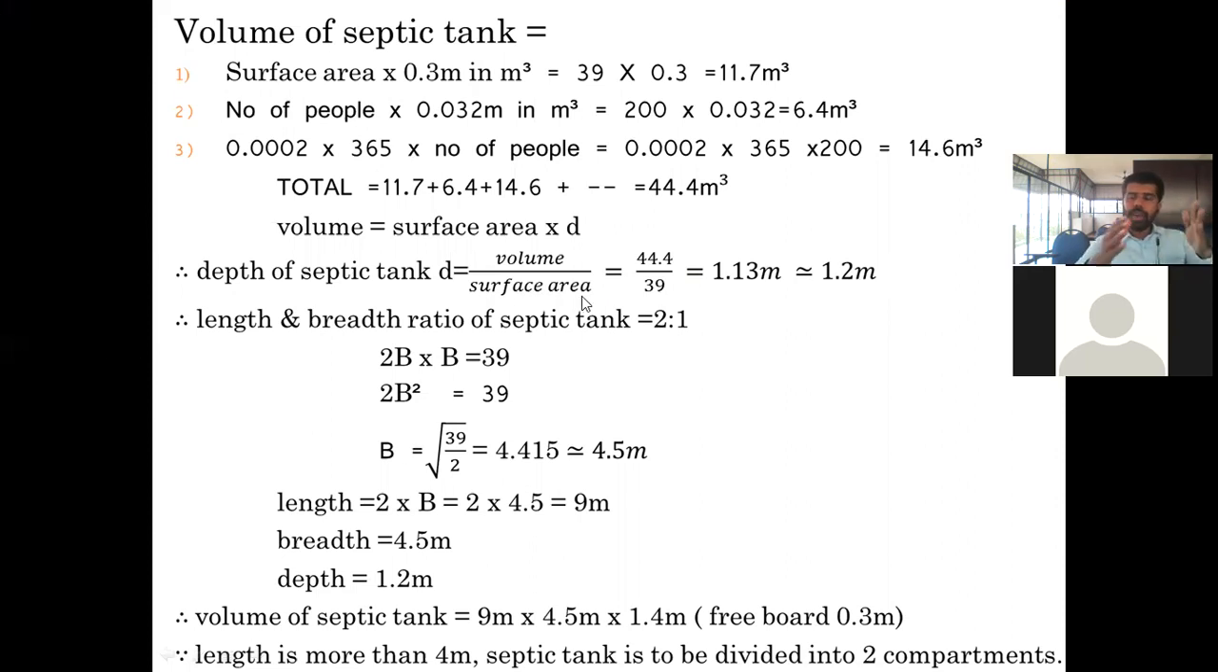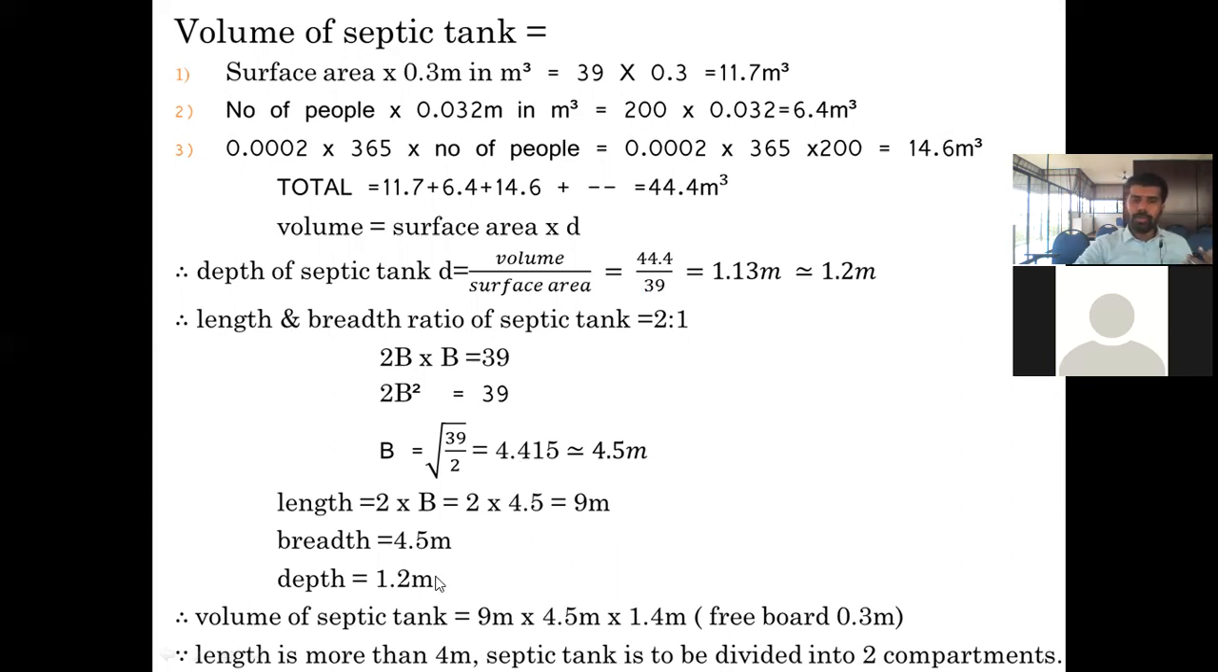We got depth. Now we need to find the length and width. The ratio of length and width of the septic tank, you know, is 2:1. So 2b into b equal to 39, because length into breadth is the area. Surface area, you know, is 39. So b equals 4.415. You can write 4.5. So breadth is 4.5, and the length of the tank would be 2 times the breadth, which is 9. So the length is 9, breadth is 4.5, depth is 1.2 without freeboard.